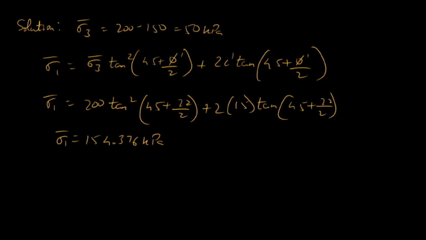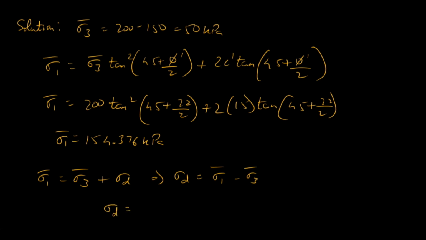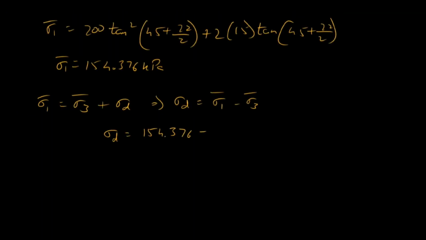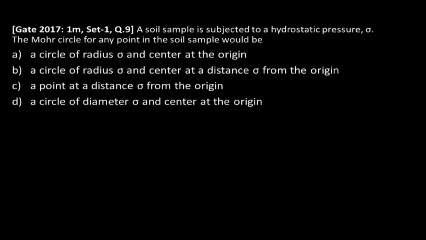Now the effective major principal stress will be equal to sigma 3' plus the deviator stress. So from this we can find the deviator stress. Sigma d will be equal to sigma 1' minus sigma 3', which is 154.376 minus 50 kilopascal, where we get the deviator stress sigma d equal to 104.376 kilopascal.